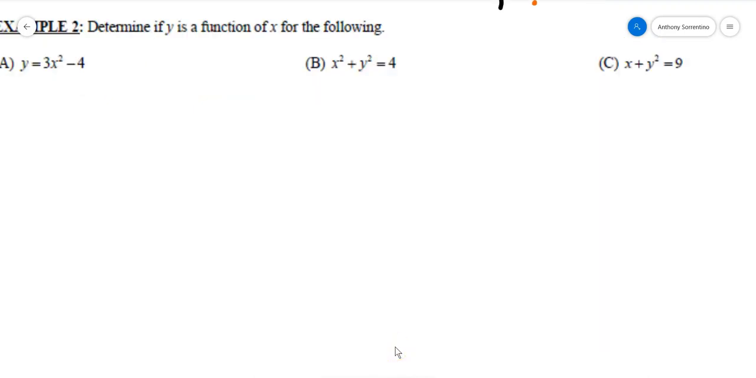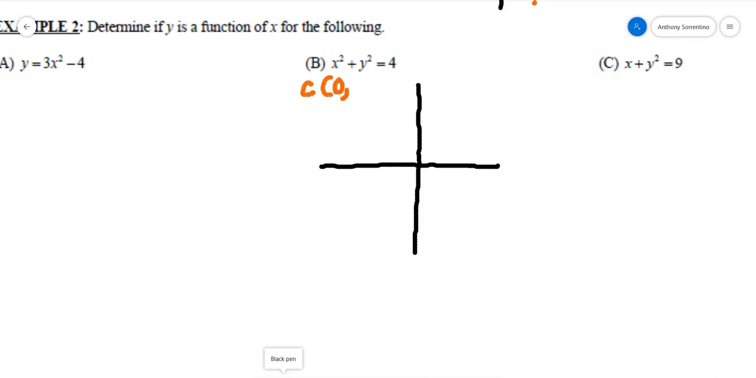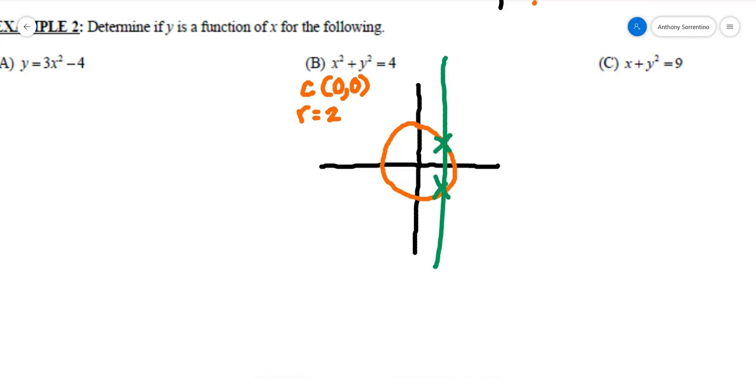So I'm going to look at these, and look at the circle instance first. And that's pretty straightforward because if you graph that circle, from what we learned in the previous lesson, this is a circle that has a center at 0, 0 and has a radius of 2. So in the end, it would look something like this. Well, as you can see, it fails the vertical line test. So this is not a function.